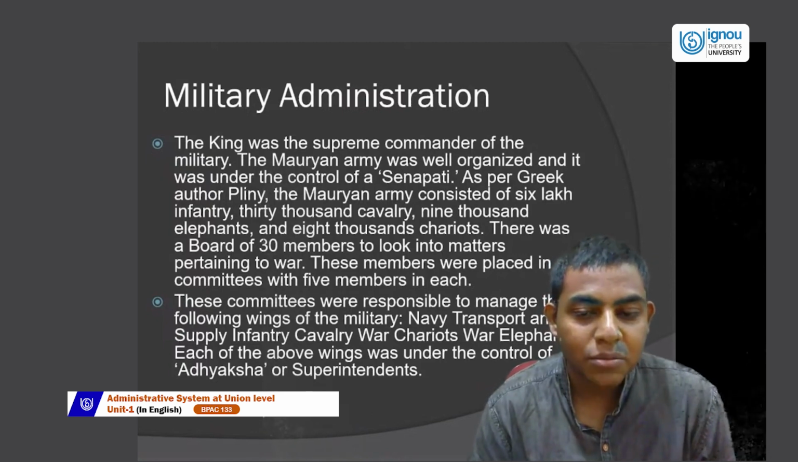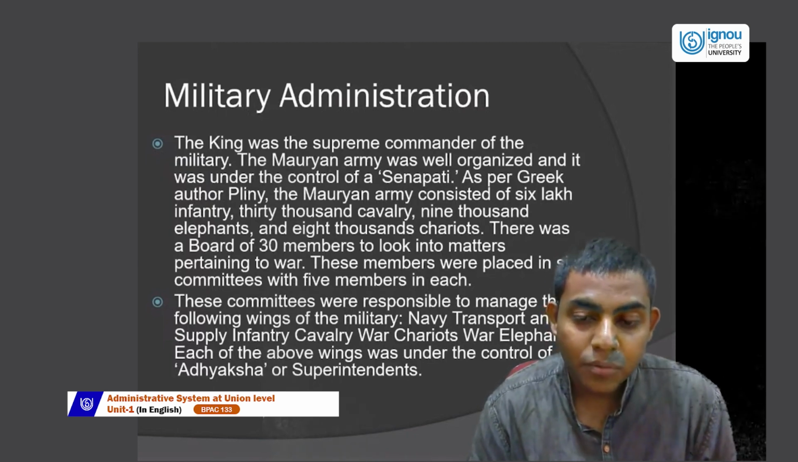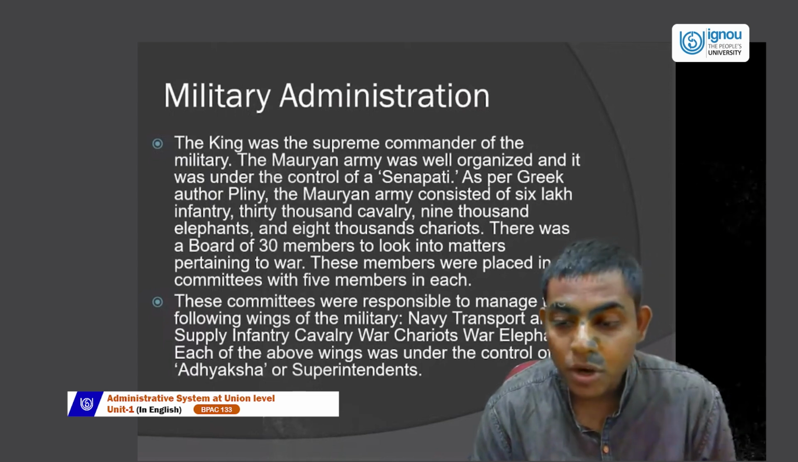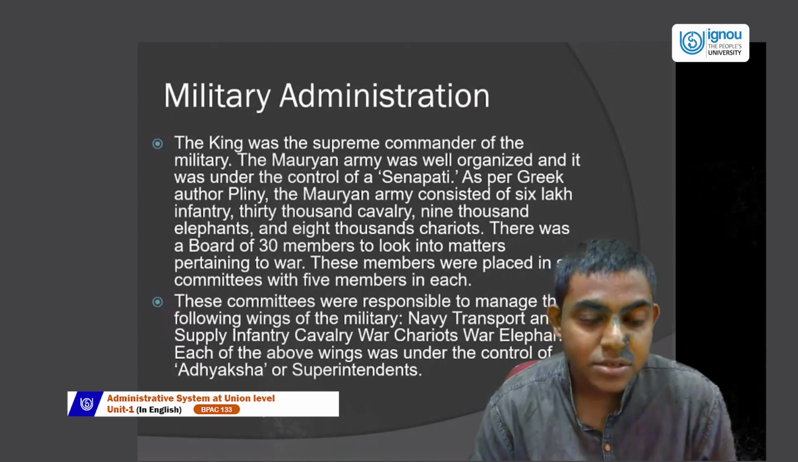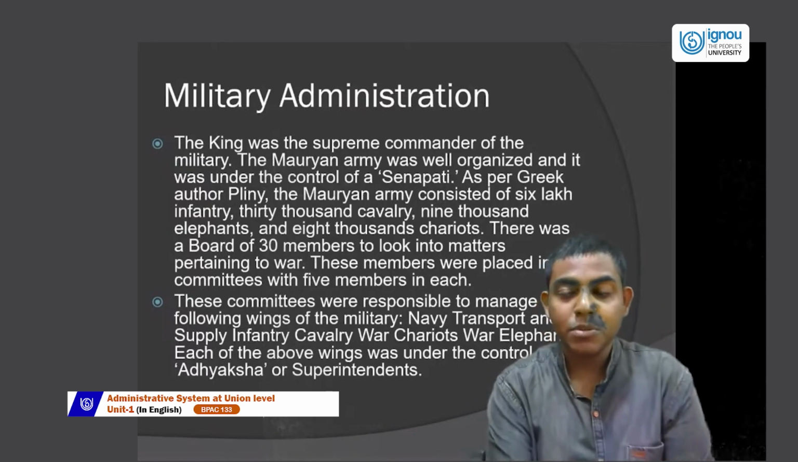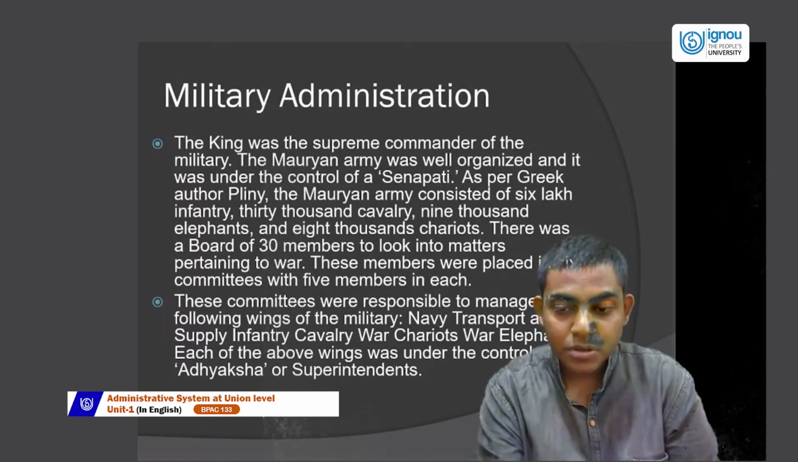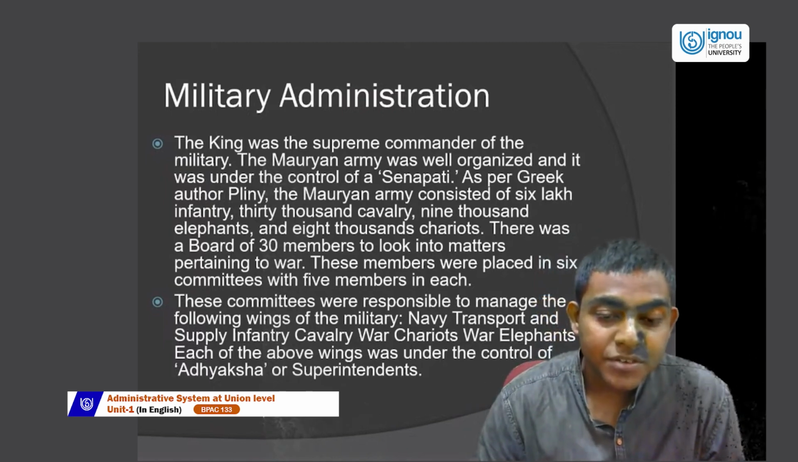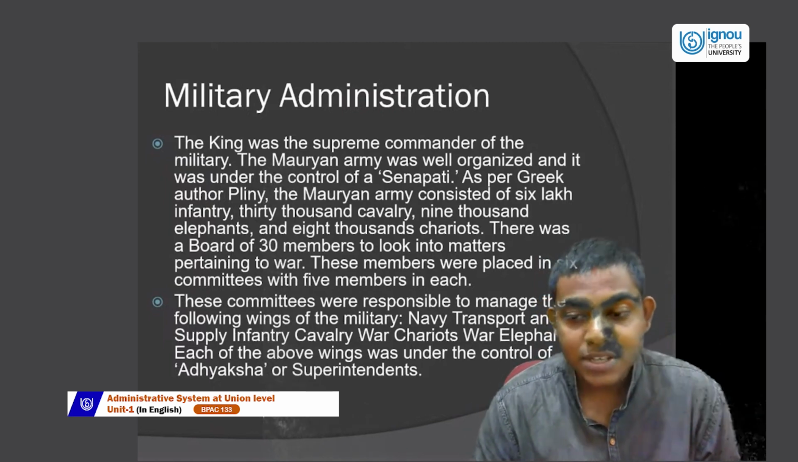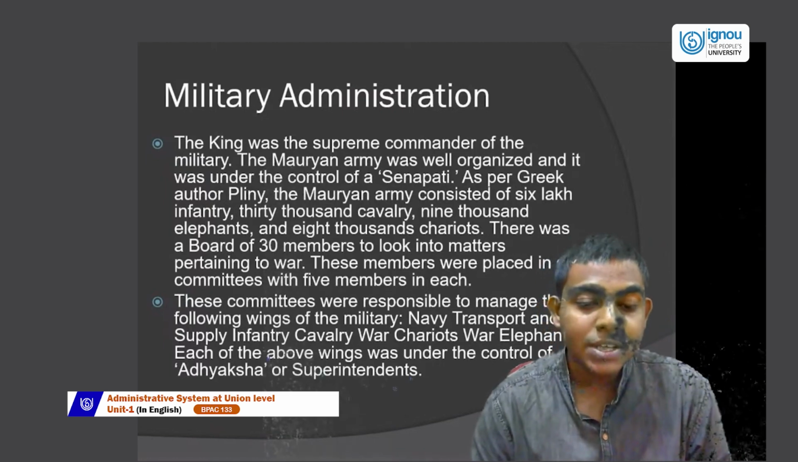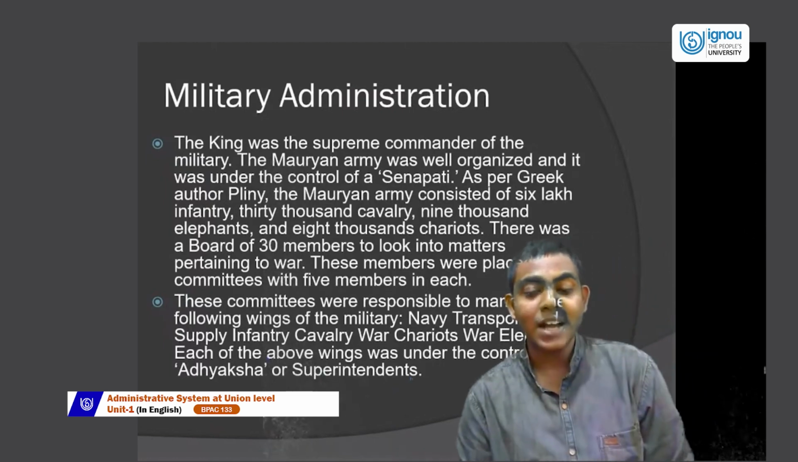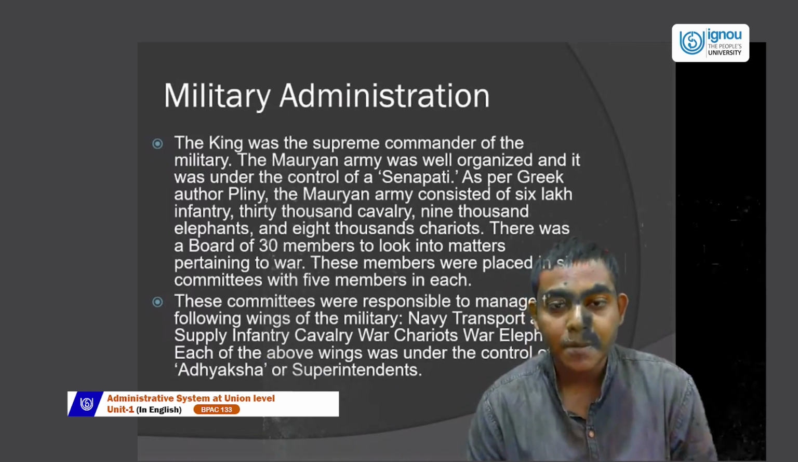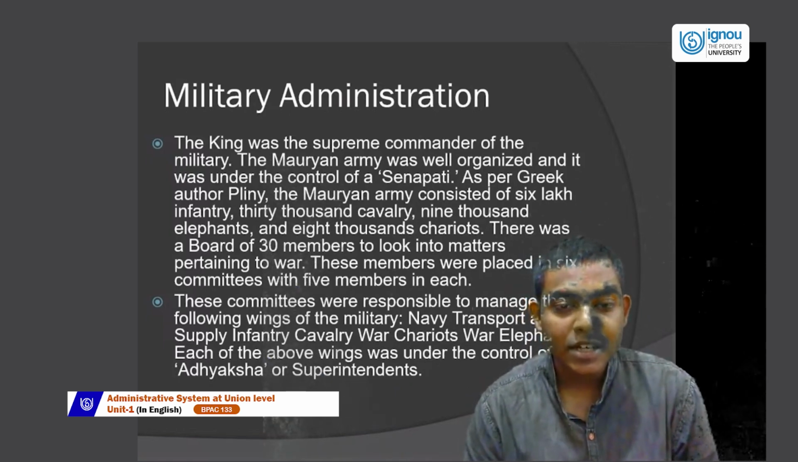Now these committees were responsible to manage the following wings of the military: the Navy, Transport, Supply, Infantry, Cavalry, War Chariots, and War Elephants. So these are the things that these committees were responsible to manage. Each of these wings was under the control of the Adhyaksh or Superintendent. So there was an Adhyaksh or Superintendent of each of the committees.